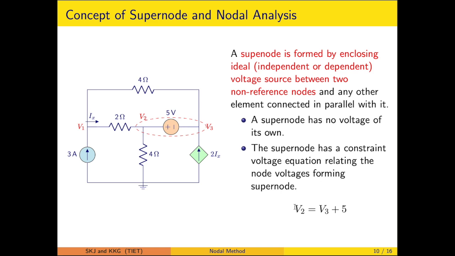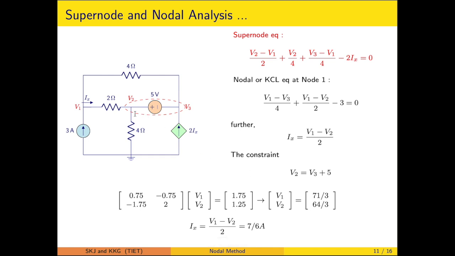Now how do we solve it? If we are not dealing with this as a supernode and you are writing the nodal equation here at V2, you will be considering this as an outgoing current, this as an outgoing current, but here it is a voltage source, so you have to assign a new variable, let's say IA. So you will be dealing with another unknown, IA, and it basically is going to add to the equations.